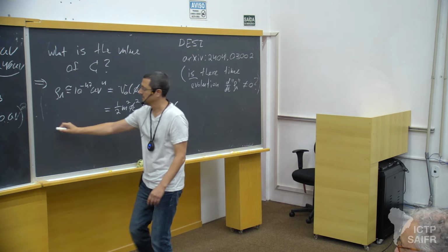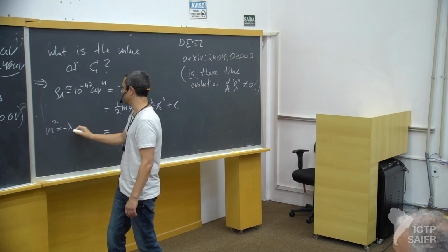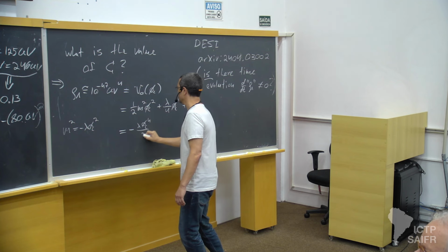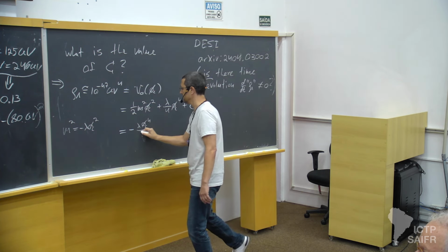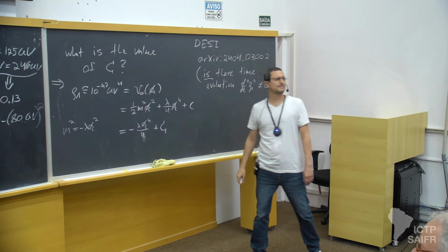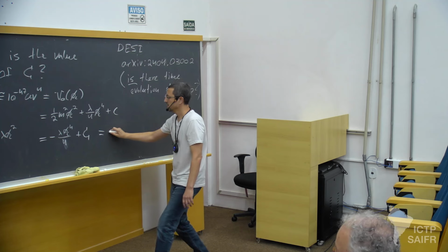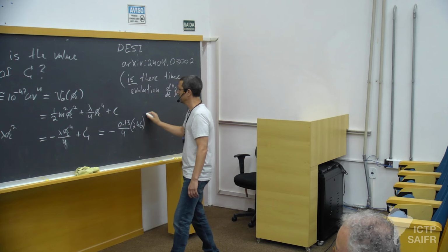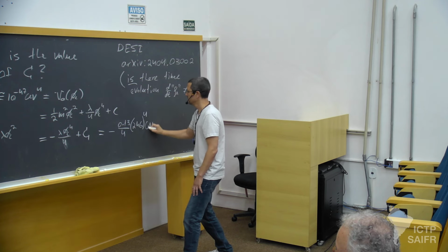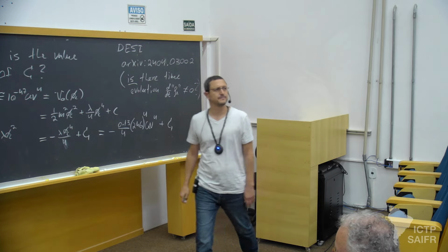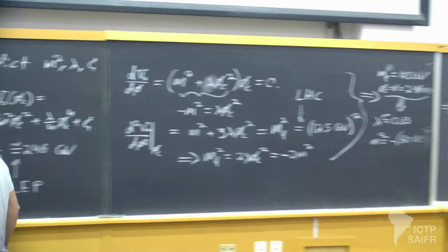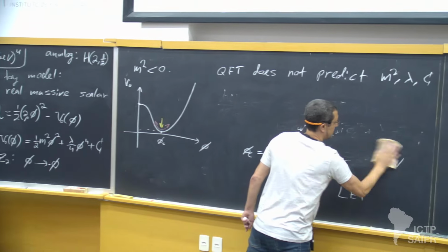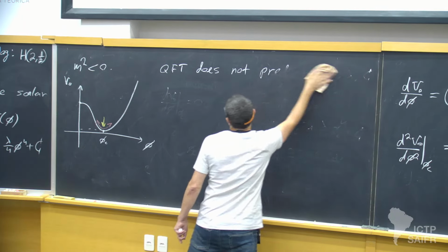But m squared, we said, is minus lambda phi C squared. So this is minus lambda phi C to the 4 over 2 plus a quarter, so overall minus a quarter plus C, which is minus 0.13 over 4 times 246 to the 4 GeV to the 4 plus C. So you got your C. Here is the answer. We measured C, at least at the classical level.